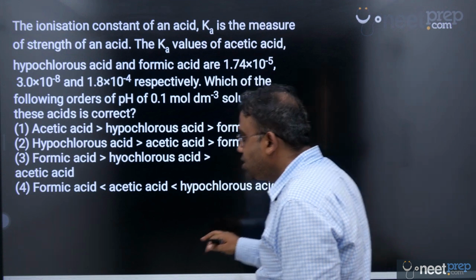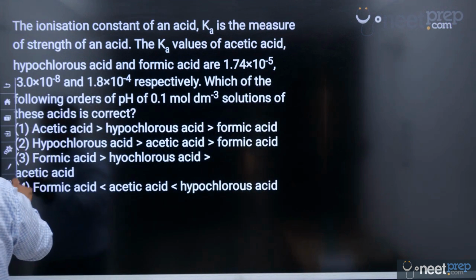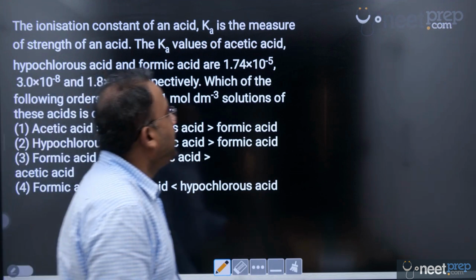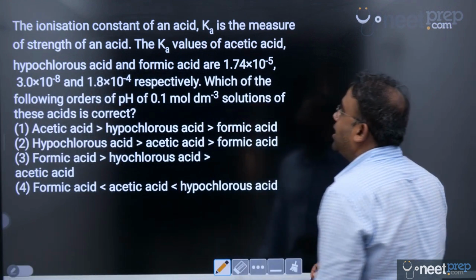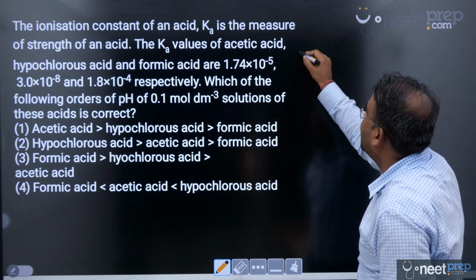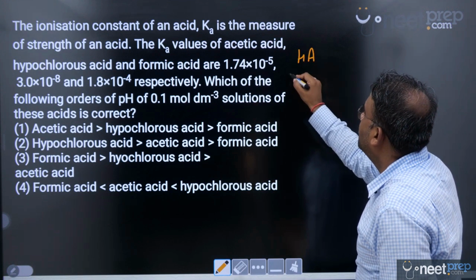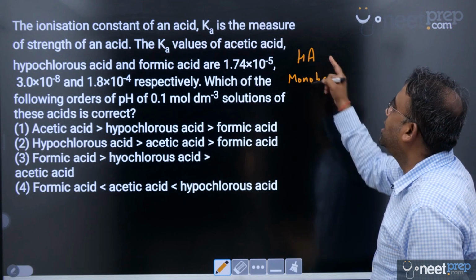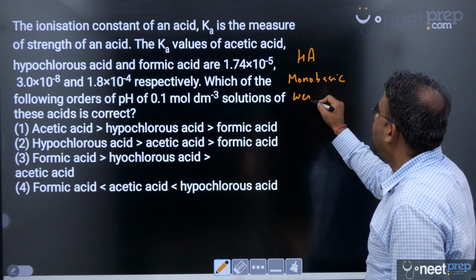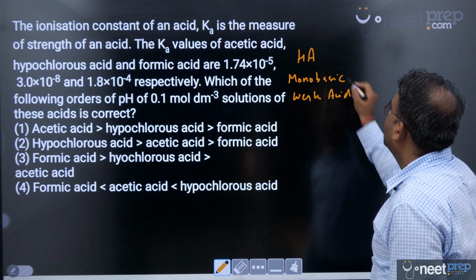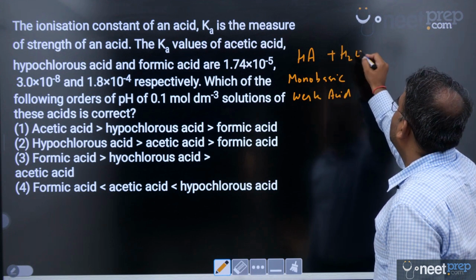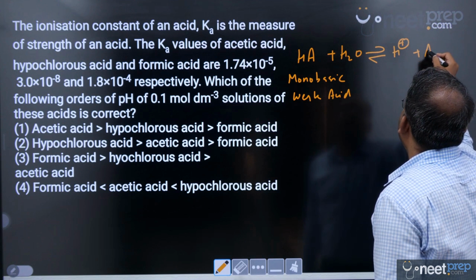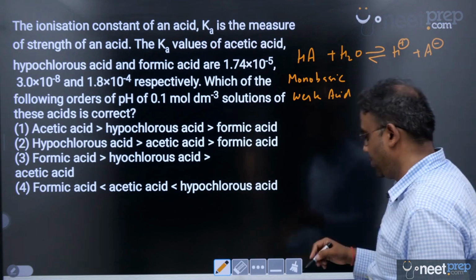Now, ionization constants for various acids have been given to us. I have an equation here for a monobasic acid, a weak electrolyte. Monobasic means it can only give one H plus ion. For a weak acid, if I dissolve it in water, it will give H plus ion and A minus ion in water.